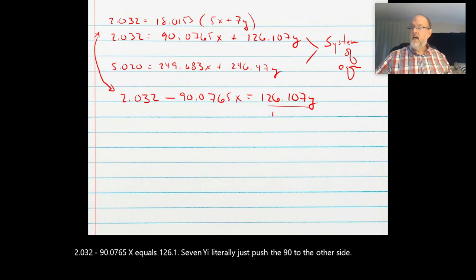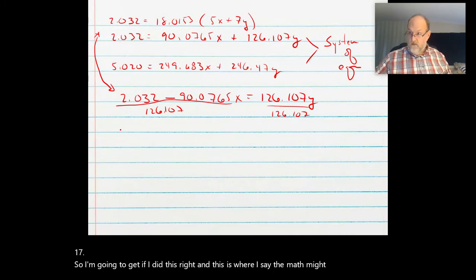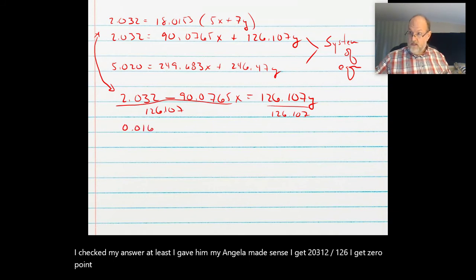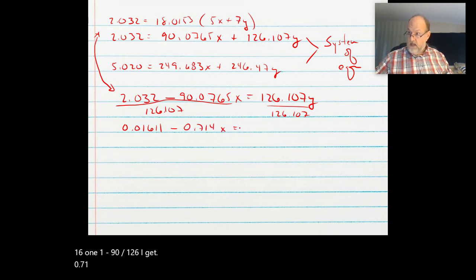Then I'm going to divide both sides by 126.107. So I'm going to get, if I did this right, and this is where I say the math might not work out 100%, but I checked my answer, at least I gave an answer that made sense. I get 2.032 divided by 126.107, I get 0.01611 minus 90 divided by 126.107, I get 0.714x equals y.